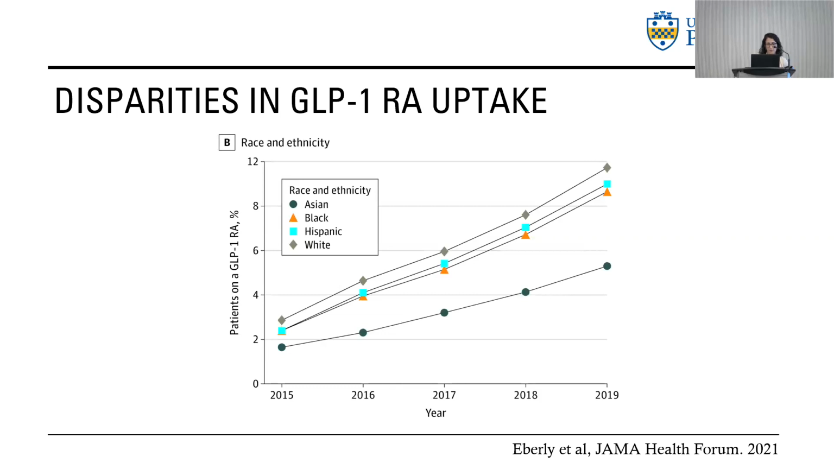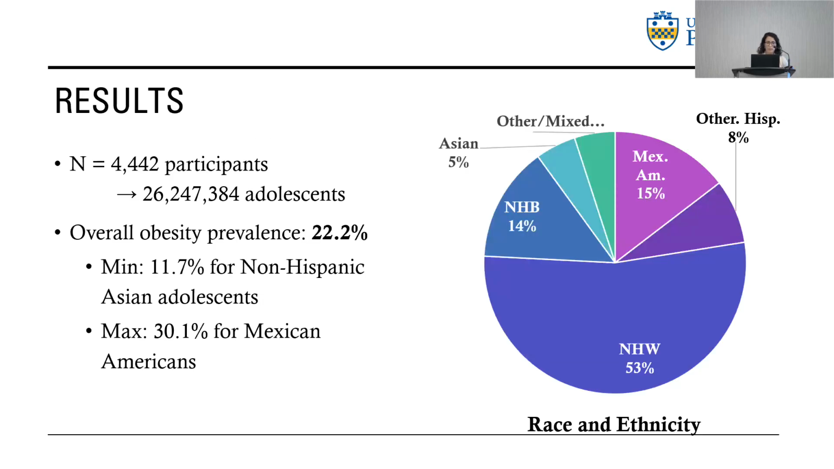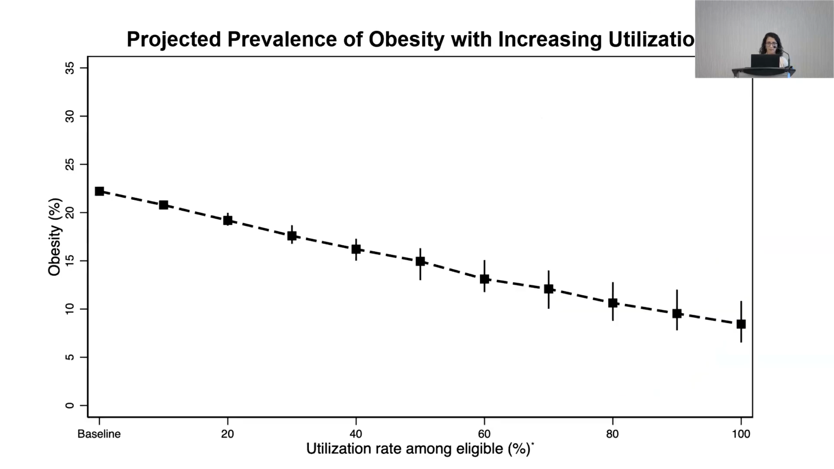So for our study, we included over 4,000 adolescent participants, which translated to over 26 million adolescents when applying appropriate survey weighting. These participants were representative of the US population in terms of race and ethnicity, with about half non-Hispanic white, followed by Black and Mexican American representing about 15% of the population each, and lower percentages for other Hispanic, Asian, and multiracial youth. The overall obesity prevalence was 22%, but this varied widely, with about 11% of Asian adolescents having obesity and 30% of Mexican Americans in the obese category.